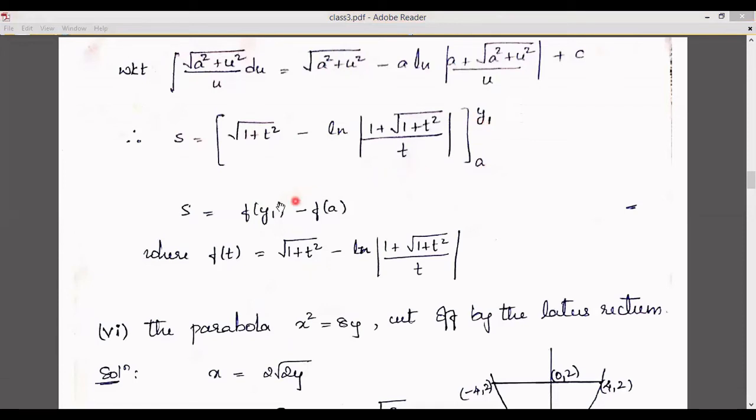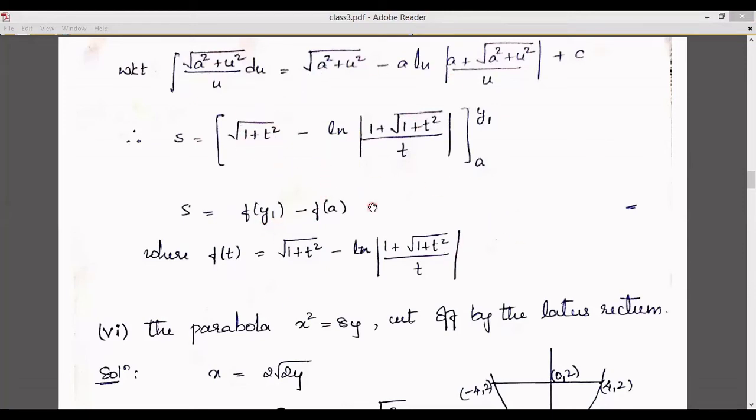Now what I've done is I've just written s is equal to f of y1 minus f of a, where the function is root 1 plus t square. Instead of writing the whole thing, I've just taken that as f of y1 minus f of a, and I've written what this function f is here. This function is this much.